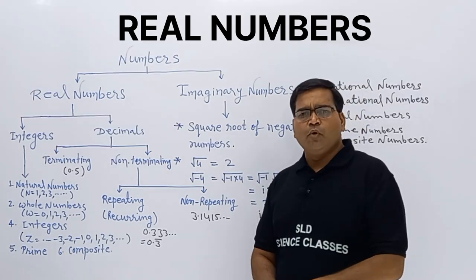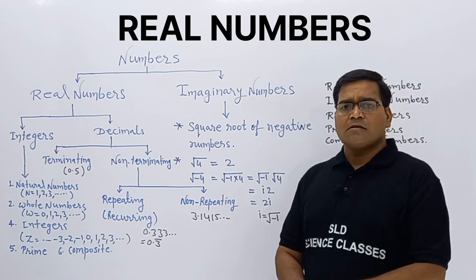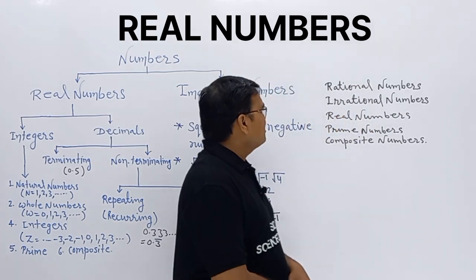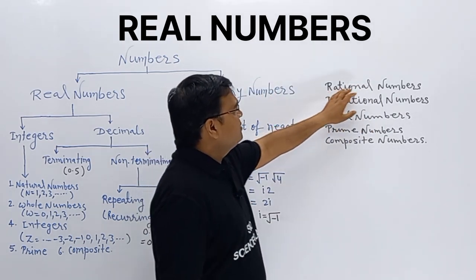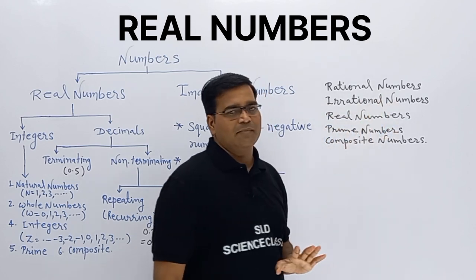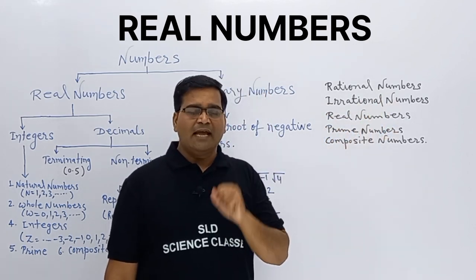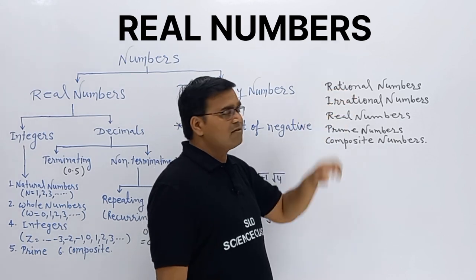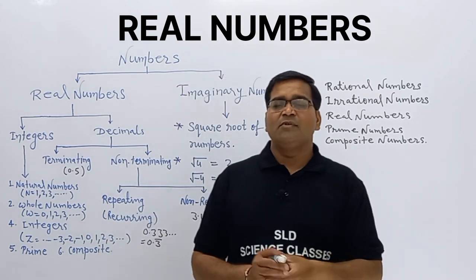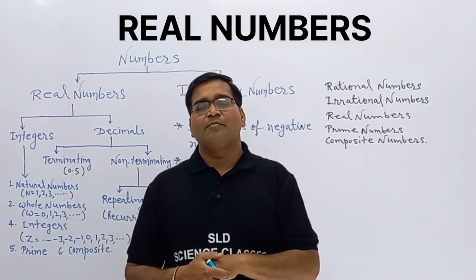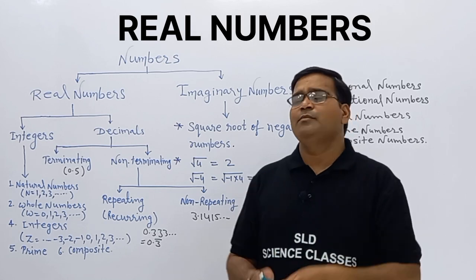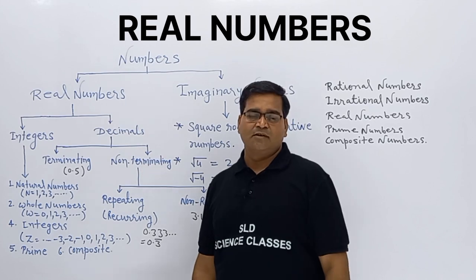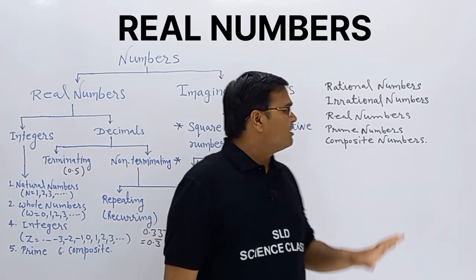Now I am going to discuss some other types of real numbers. In the other types we have rational numbers and irrational numbers. In the 9th standard we studied about rational and irrational numbers. I am just giving some basic idea about rational numbers and irrational numbers and how they make up real numbers. So for getting the real numbers, first we should know rational numbers.